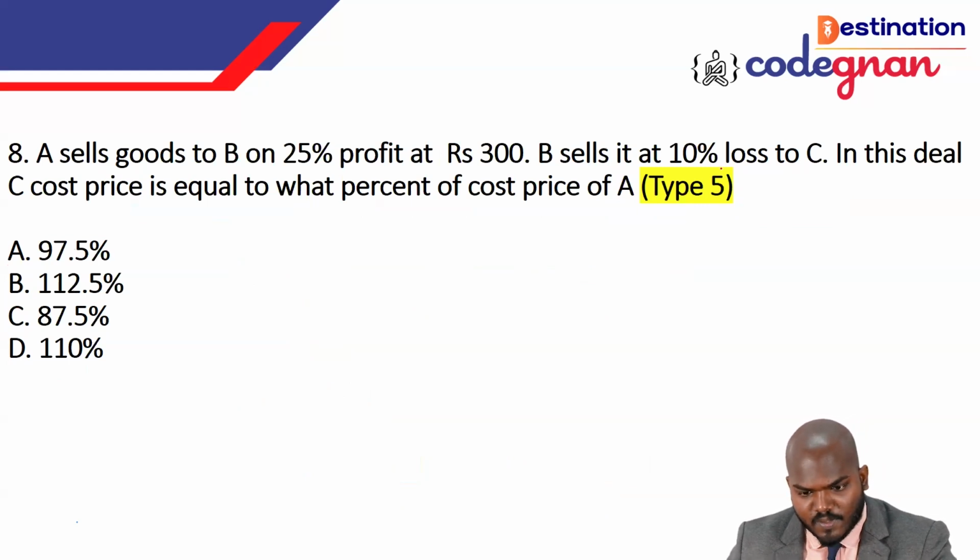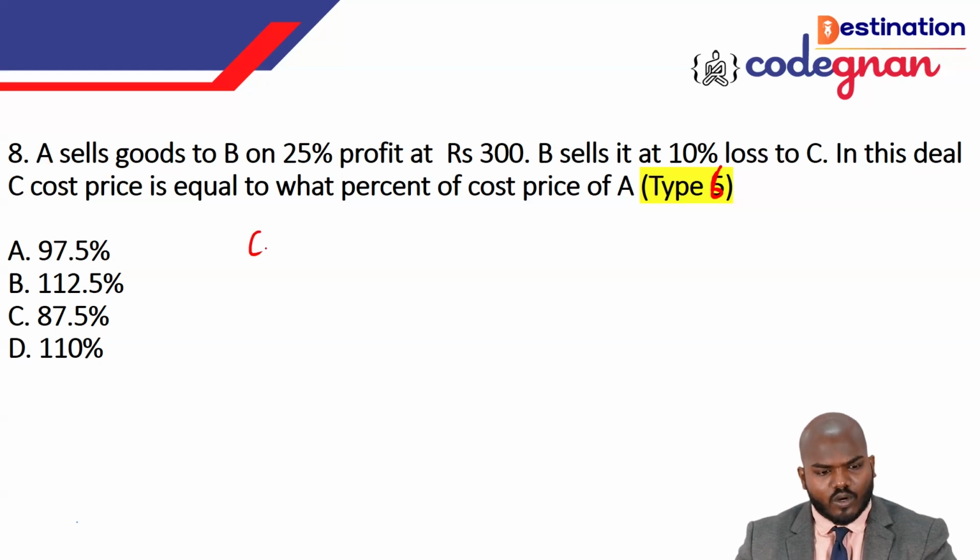It's a type 6 method. Okay, I mistakenly wrote type 5 there. A sells goods to B at a 25% profit for 300 rupees. And again, B sells to C at a 10% loss. In this deal, the cost price of C is equal to what percentage of the cost price of A? That is what you have to find out. Then, guys, you must know the cost price of C and the cost price of A. Only then can you deal with this in a correct way.